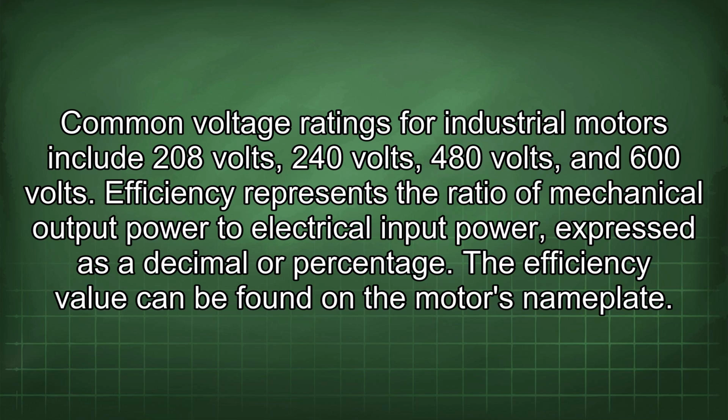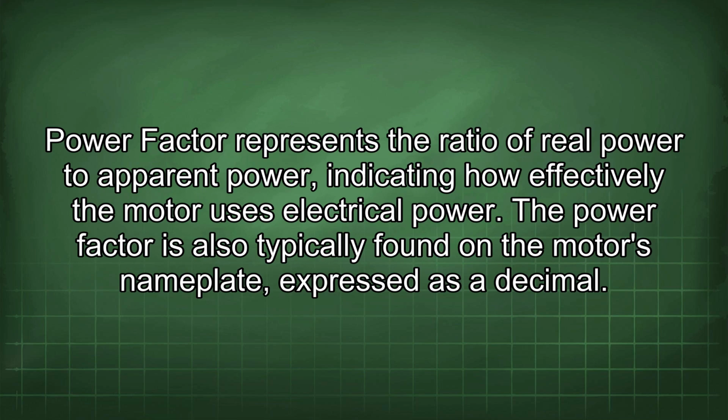Efficiency represents the ratio of mechanical output power to electrical input power, expressed as a decimal or percentage. The efficiency value can be found on the motor's nameplate. Power factor represents the ratio of real power to apparent power, indicating how effectively the motor uses electrical power. The power factor is also typically found on the motor's nameplate, expressed as a decimal.